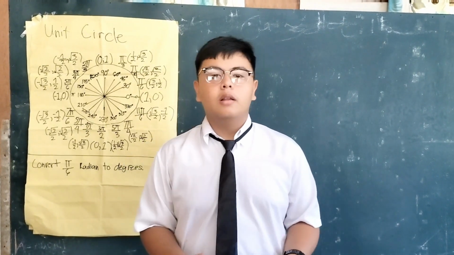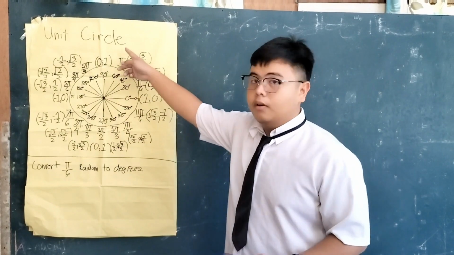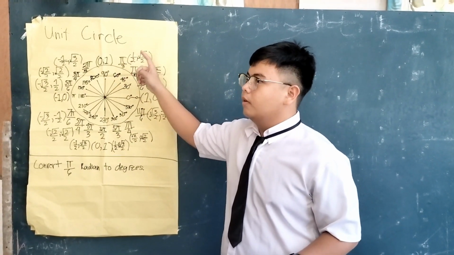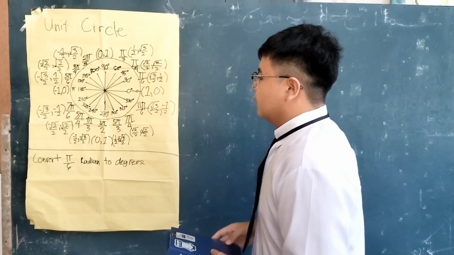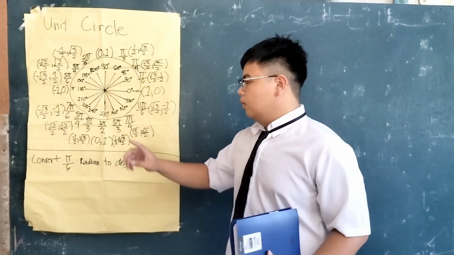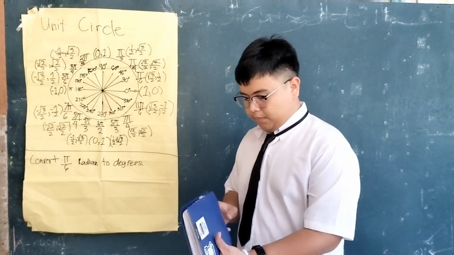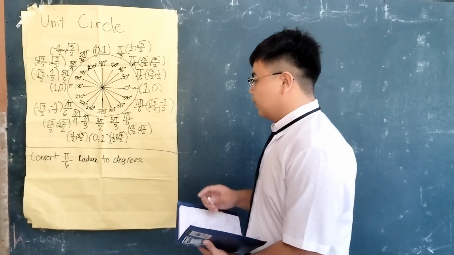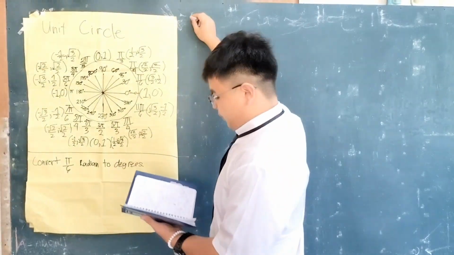And today, we're going to talk about the topic of a unit circle. A unit circle is a circle with a radius of one unit. And today, we're going to discuss how to convert radians to degrees. So, the first problem is pi over 6.